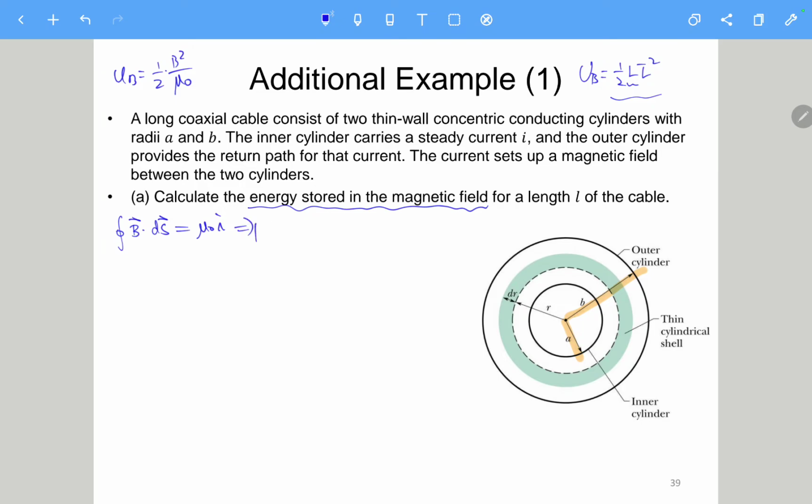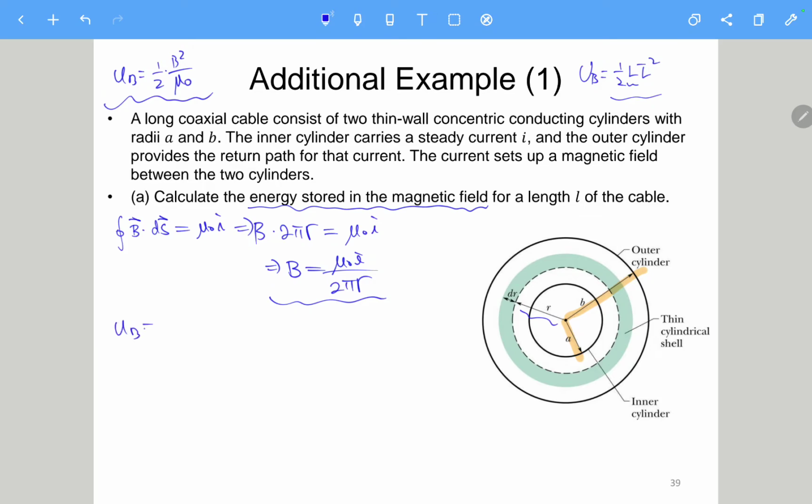So here we have B times 2 pi r. We suppose the radius of the Ampere's loop is r, equals mu 0 I. So here we have B equals mu 0 I over 2 pi r, which is the similar expression for the straight wire. Okay, so in that case, we can make use of this energy density stored in the magnetic field.